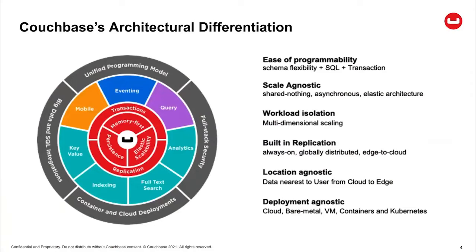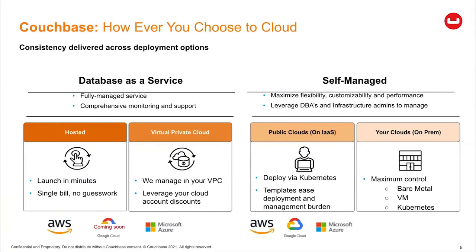We're location agnostic. So we can have data down to the user on a mobile device, an iOS, Android, Microsoft Windows device, to an edge data center, let's say a retail store, all the way to the cloud, let's say a major data center hosted in AWS. And we're deployment agnostic. Essentially we run in cloud, bare metal, VMs, and containers, specifically being orchestrated by Kubernetes. And now we'll talk about deployment options with Couchbase.